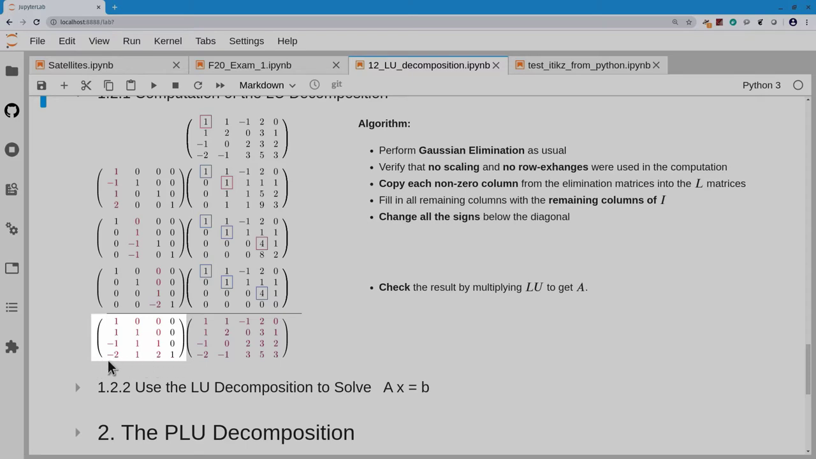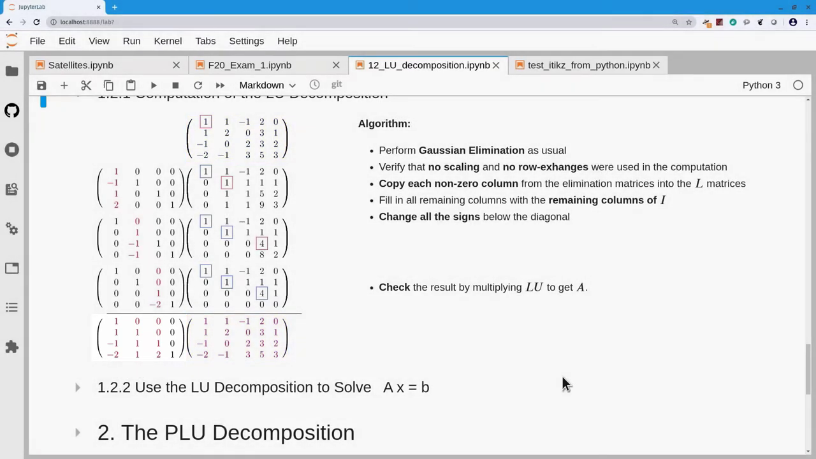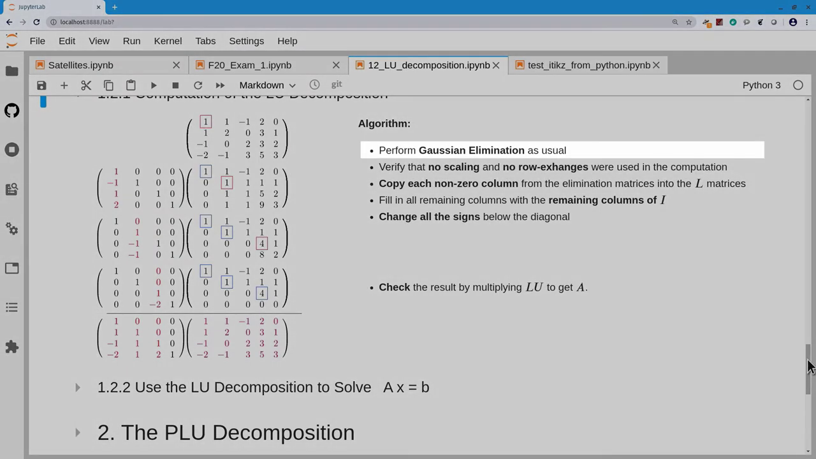It's always good to check, and since my L matrix is in the right position here, L times the row echelon form matrix U should come out as A. So if I multiply those two matrices together, I expect to see A as the product of these two matrices, and here I've actually carried out the check. Entries in purple here are indeed the original A matrix. One thing that will catch you is if you forget to change the signs underneath the diagonal. It's easy to do. So computation of LU, therefore, is Gaussian elimination as before, verifying that I haven't scaled and haven't exchanged rows, and then simply copying together the first, second, third column from the matrix as above, and proceed from there.